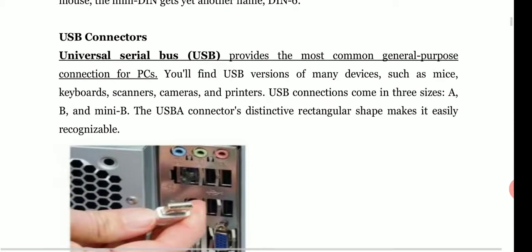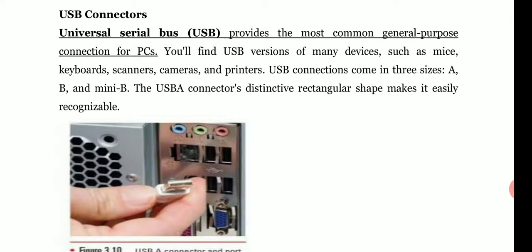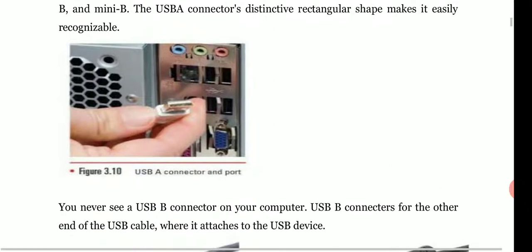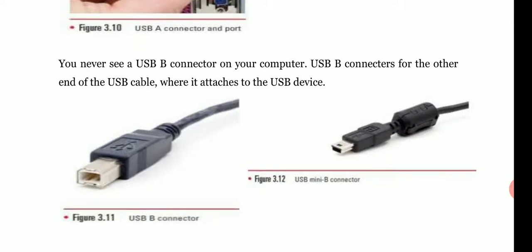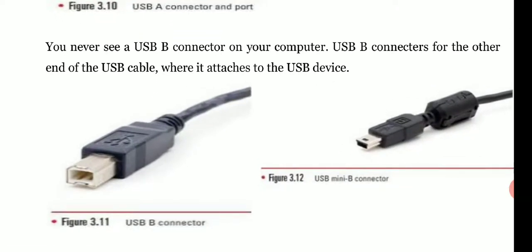Okay. So now USB connectors. Universal Serial Bus, USB, provides the most common general purpose connection for PCs. So you will find USB versions of many devices such as mice, keyboards, scanners, cameras and printers. USB connections come in 3 sizes: A, B and mini B. The USB-A connector is a rectangular shape. See here, this is a USB connector and the port. See, this one is the USB B connector and the USB mini B connector.